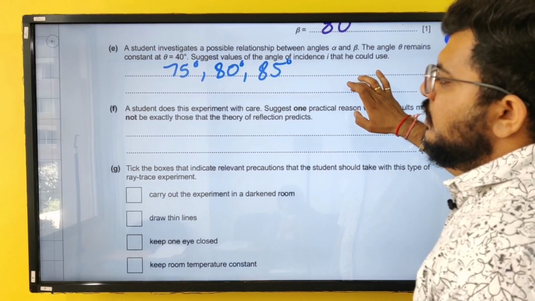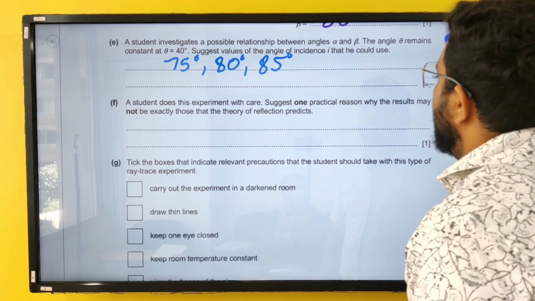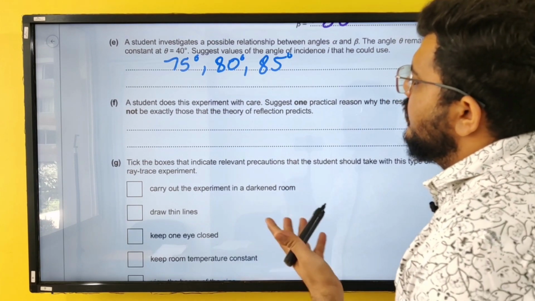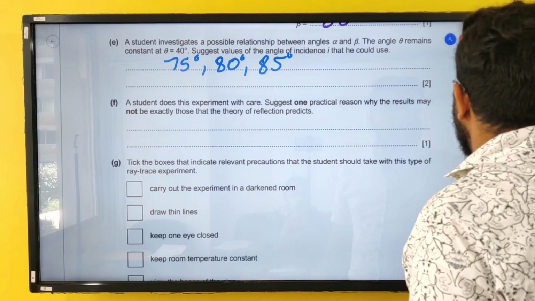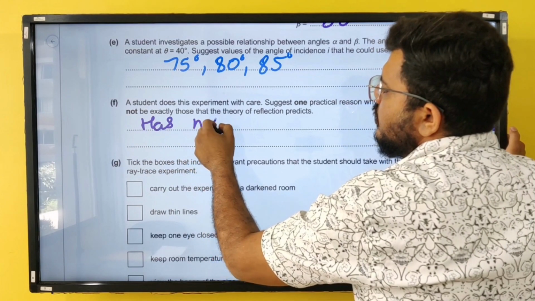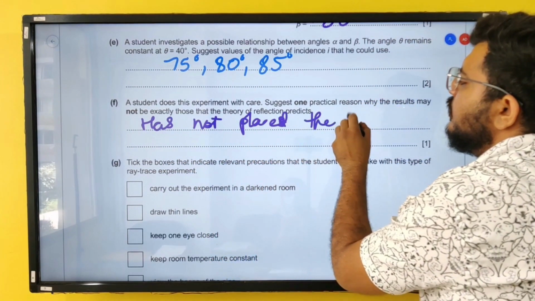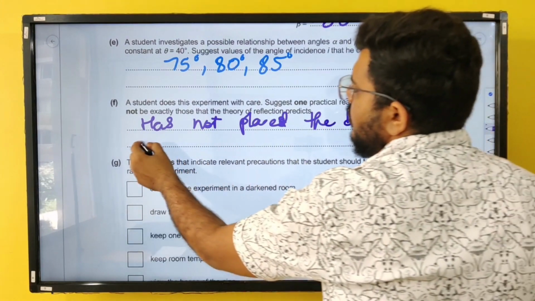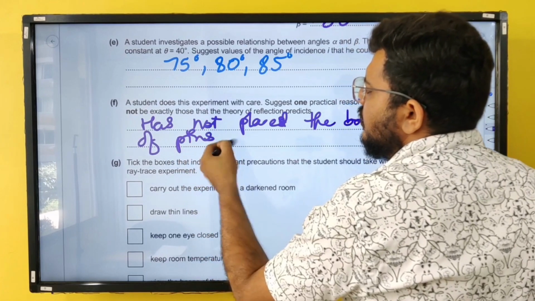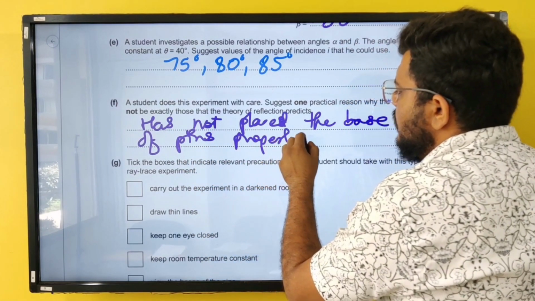Okay. A student does this experiment with care. Suggest one practical reason why the result may not be exactly what the theory of reflection predicts, because he has not placed the base of pins properly, right? He has done some systematic error. That is why he is getting this wrong answer.